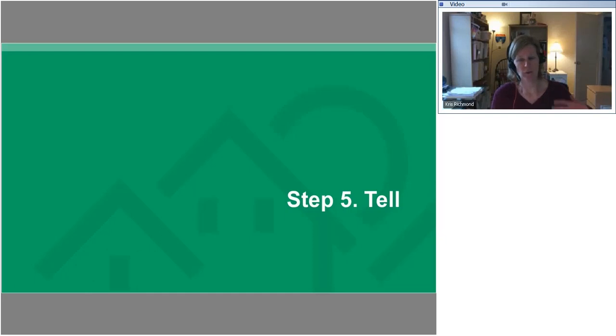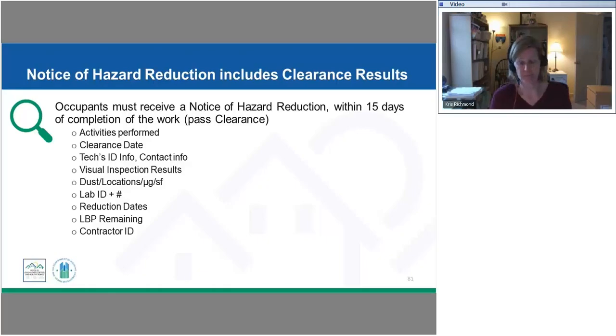Now we're going to talk about the telling stage, or notification, as you'll see it referred to in the regulations. So notification is required after any paint stabilization or interim controls, which is the work that's completed. This slide really summarizes the content of the Notice of Lead Hazard Reduction activities. It does need to be provided within 15 days of completion of the work. There are a number of required elements that need to be in that. A couple things to highlight: what was done, the type of treatment that was done, a contact.